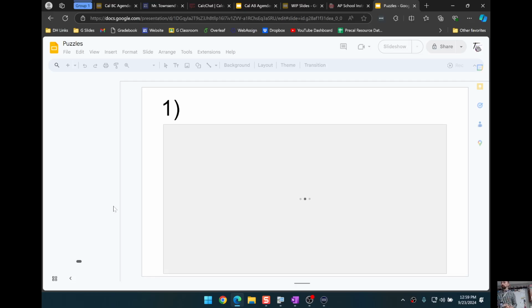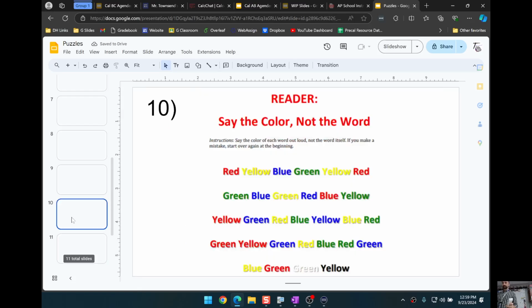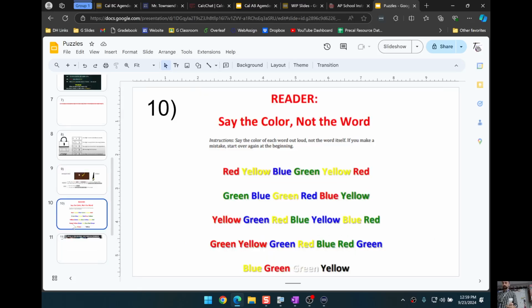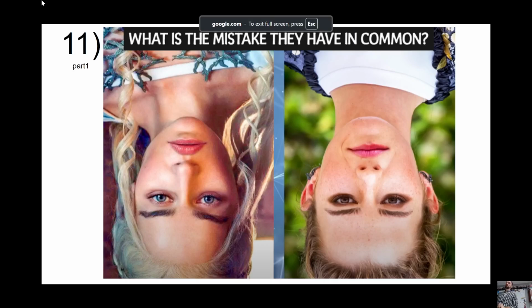You're welcome to keep going to the bell, but I believe today's puzzle is this one. Have y'all seen this one yet? All right, try to figure out what's wrong with them without flipping your head upside down.